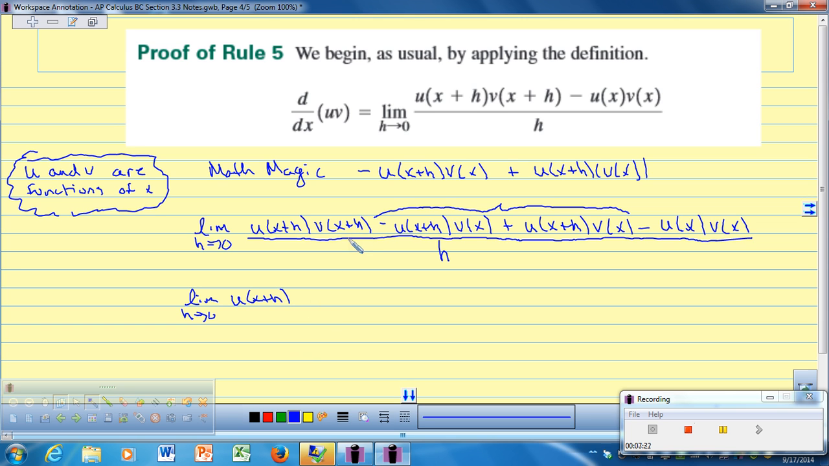And the way we pull that out in front is we factor u of x plus h out of the first two terms. And that leaves us with v of x plus h minus v of x all over h. I'm strategically writing it that way. And I'm going to separate this into a second limit plus the limit as h goes to 0. I can factor a v of x out of each of these, leaving me with u of x plus h minus u of x all over h.